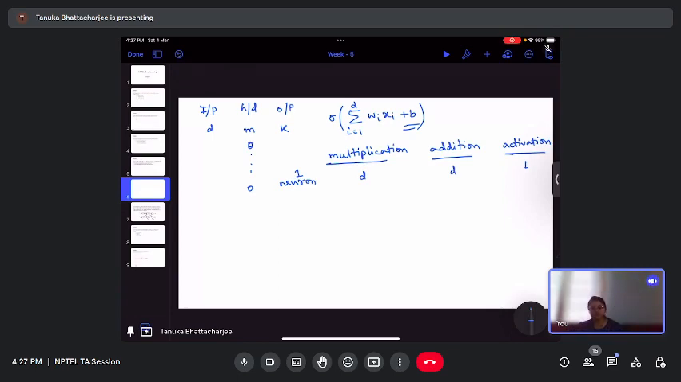Now if you consider the hidden layer that has m neurons, each neuron will be performing this operation. So in total you will have dm number of multiplications, dm number of additions, and you will have m number of activation function evaluations.